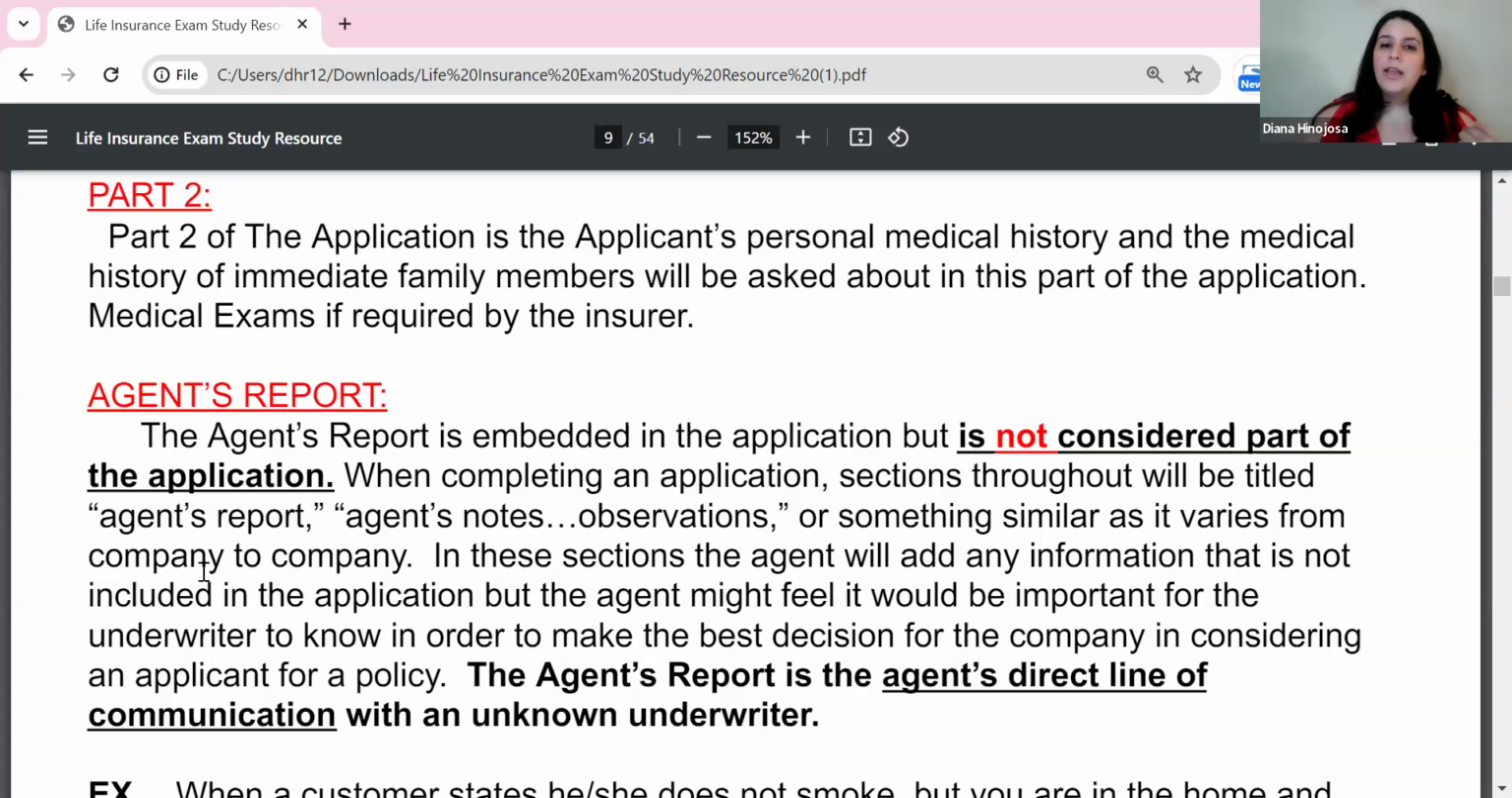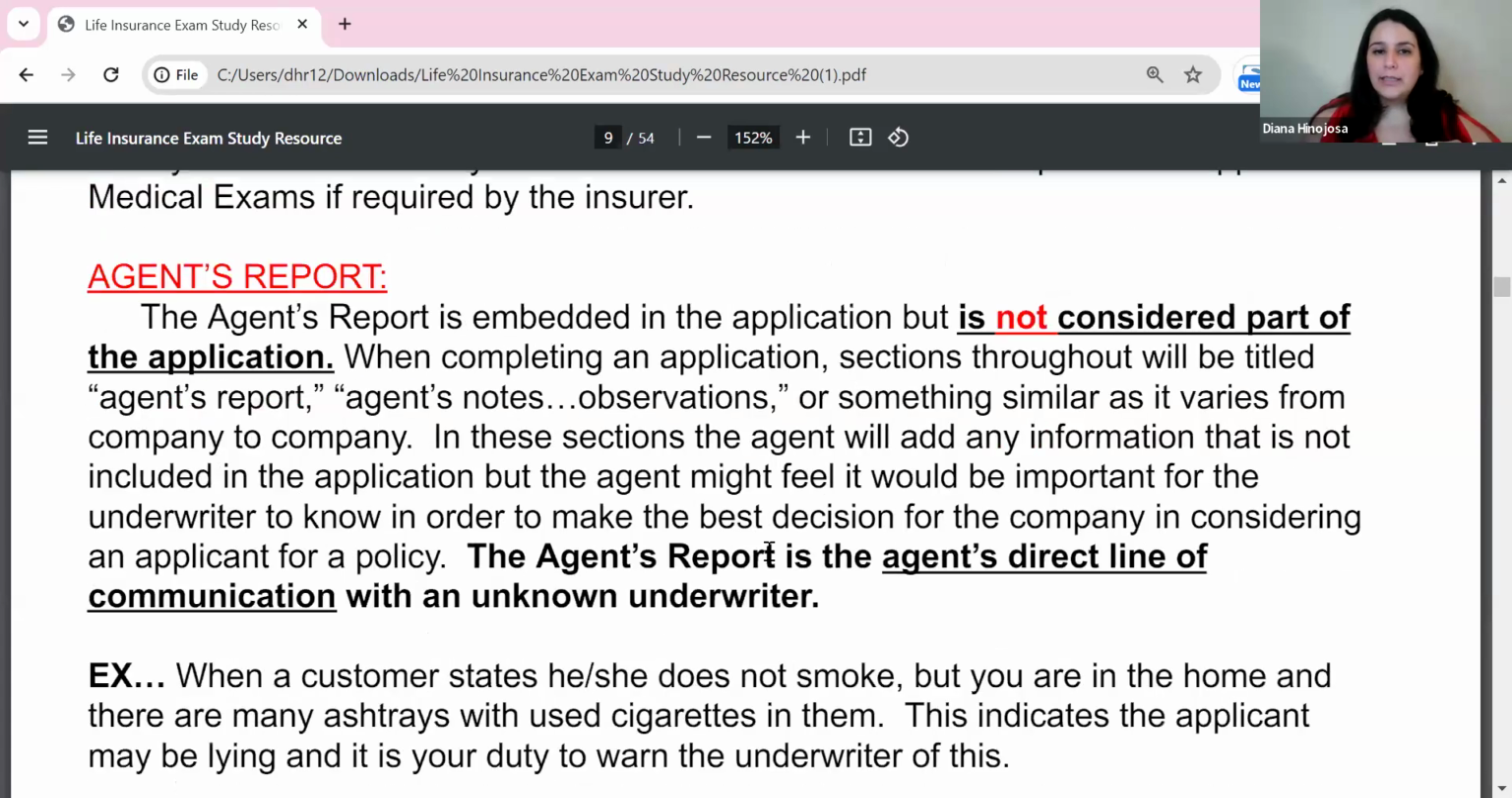What that's for, and this is a question on the test that does come up. What is it for? It is our direct line of communication with our unknown underwriter. So make sure y'all pay attention to this part right here.